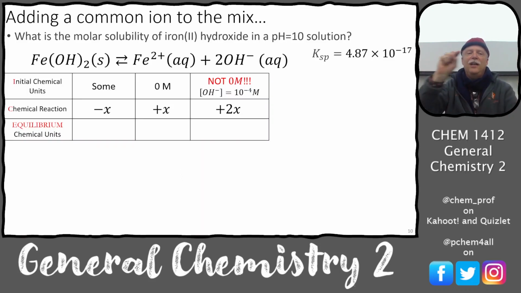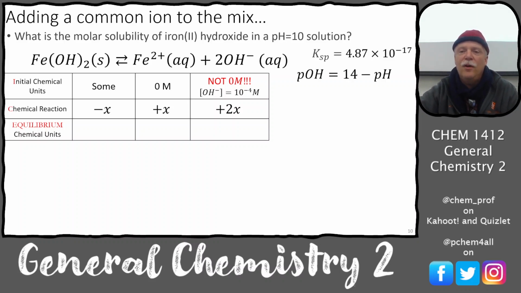So look here, initial row. It's one of the few times we've ever messed with that row. The products in the past have always been 0 and 0, but we're in a pH 10 solution, so that is not 0 molar under the hydroxide. In fact, it's 10 to the minus 4.